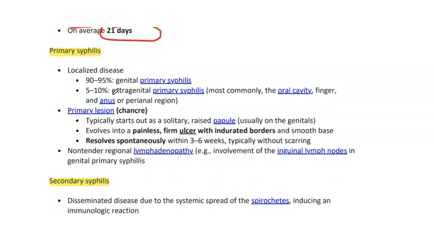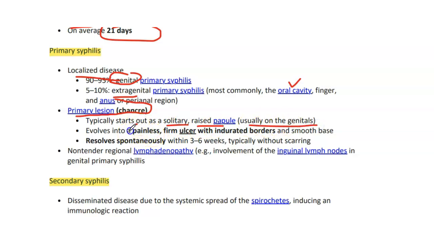Primary syphilis. In primary syphilis, it's a localized disease. In 90 to 95% we have genital primary syphilis, and in 5 to 10% it's extragenital, most commonly involving the oral cavity. It can also involve the finger and the anus or perianal region. In primary syphilis, we have lesions known as primary lesions called chancres, which are usually solitary raised papules, and these are usually on the genitals.